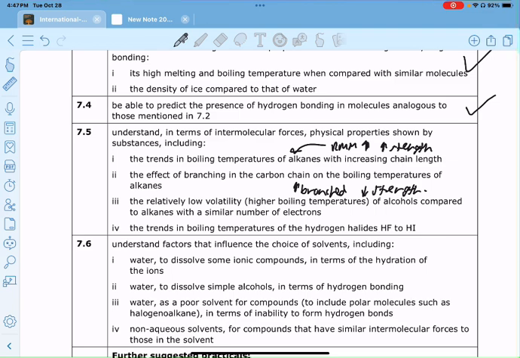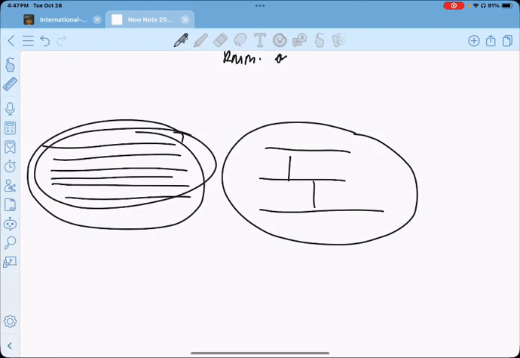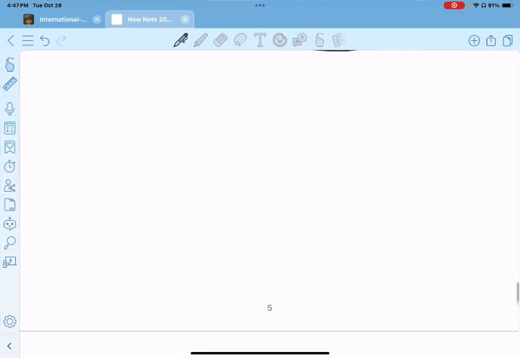Trends in boiling temperature of hydrogen halides. We've talked about this just now. But yeah, we can take this then. Next part, understanding factors that influence choice of solvents. Okay, when you're looking at a solvent, you're going to look at whether or not it can dissolve that specific solute, okay? Just know this simple rule. If you want to dissolve polar solutes, use a polar solvent, okay?